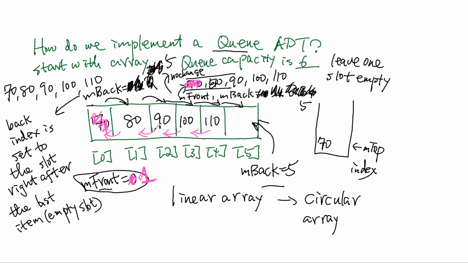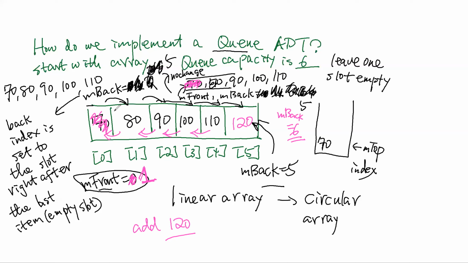Okay, but let's see. There are some other issues, is it? Now I want to add 120. And if I add 120 here, then M back will be 6. But your array index doesn't have 6, and you want it to point to an empty slot. So this won't work, is it? How do we solve the issue? Because the array itself is not full yet, is it?